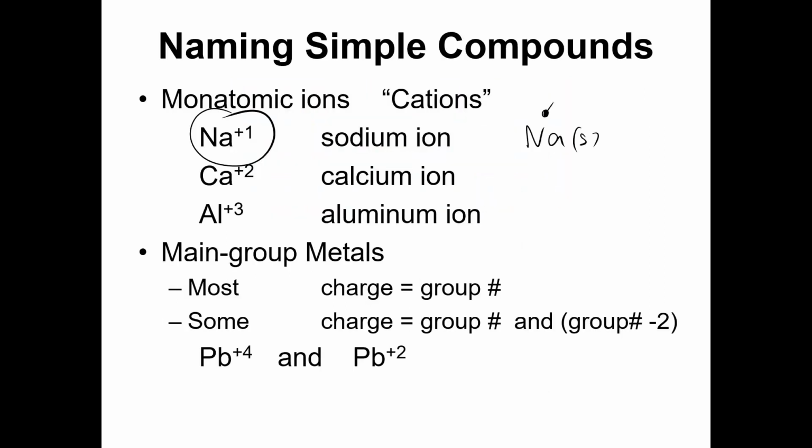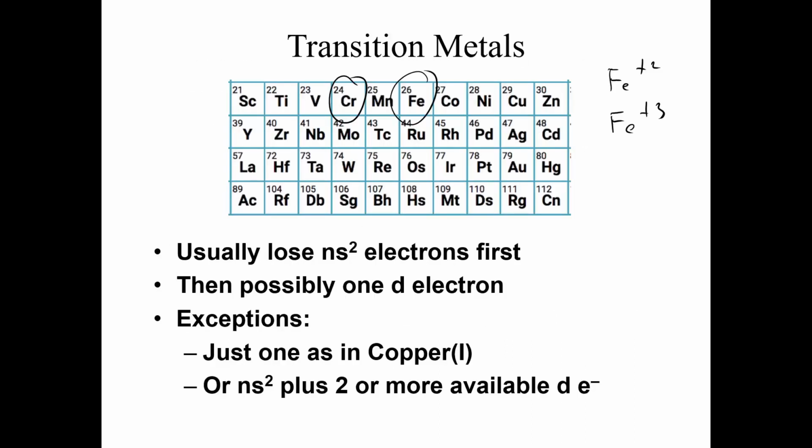And the same thing is true for lead and other metals that are in the main group. Some metals are always going to have the same charge, and some can have two different ones.